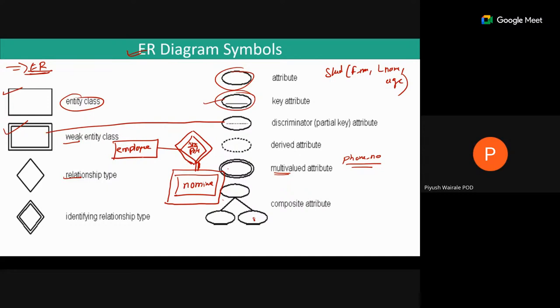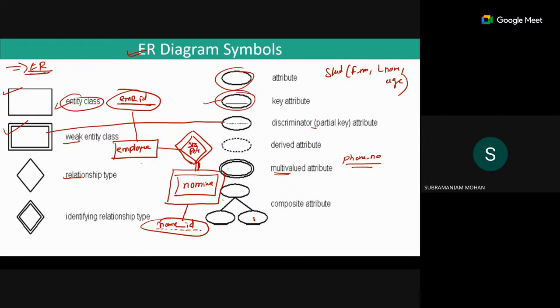And for representing the weak entity class, we use this identifying relationship type, indicated by a double diamond shape, and this is employee. If we have employee_ID as a primary key here, we can indicate an ellipse with employee_ID as the primary key. But if you want to mention nominee_ID, then we use a dotted line, because it belongs to a weak entity set. So the only difference between a key attribute and a partial key is that the partial key belongs to a weak entity set, while the key attribute belongs to a strong entity set. That's the only difference.